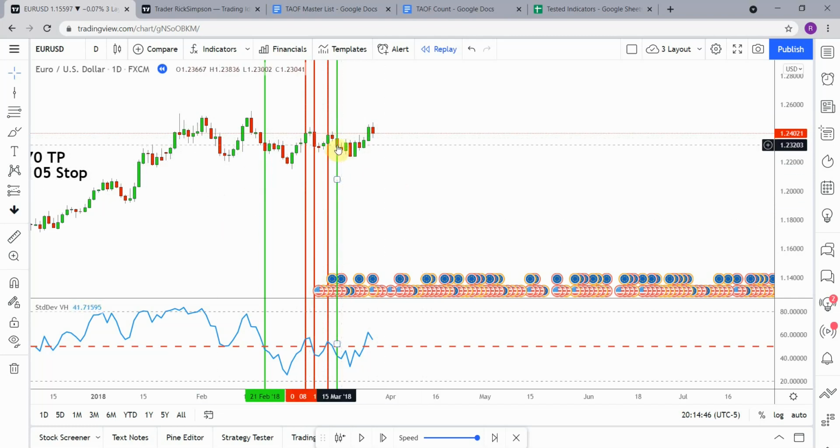Then we get a switch back to a short right here, and price action takes a nice little drop to the downside, barely hitting the take profit on that one, and so that one is a winning trade. Let's go ahead and continue on.